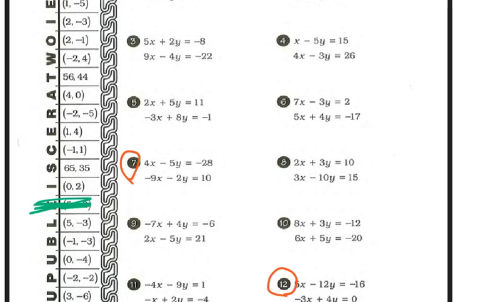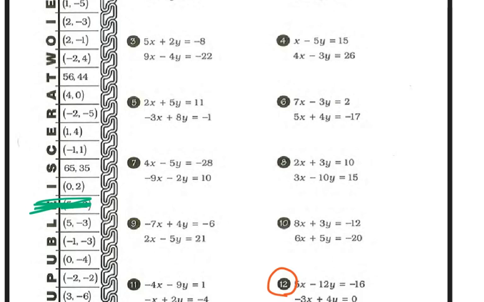Alright, let's do 7. Let's just look at 7 for a second. Notice that I can't just multiply by something. I can't multiply 4 by anything and get to 9. And I can't multiply 2 by something and get to 5. So we're definitely going to have to multiply both of the equations by a number.